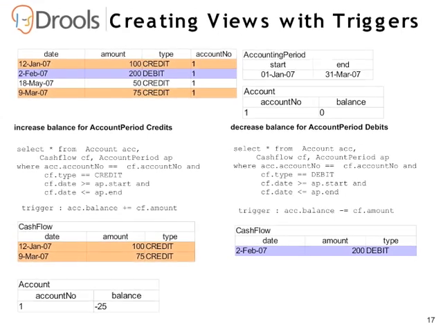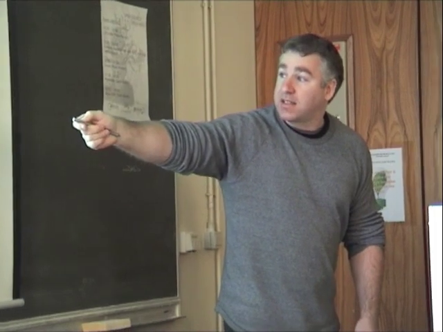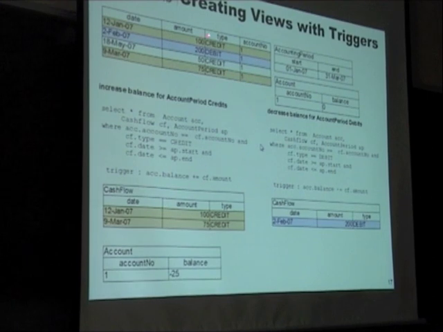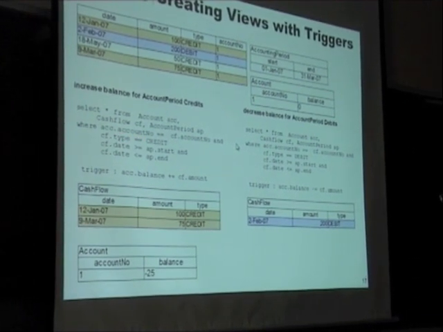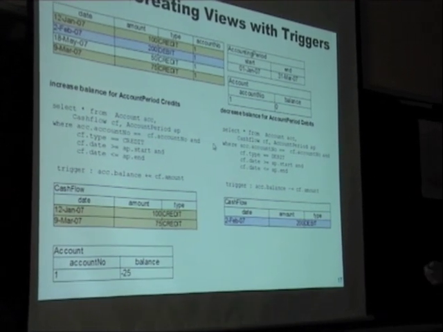I'm going to start with SQL because it'll help you understand how the engine actually works. So select star from account, cash flow and account period. These are your tables, these are the data. We have a join with the account number of the cash flow equals the account number of the accounts. This is standard SQL. Everyone here should be able to understand this.